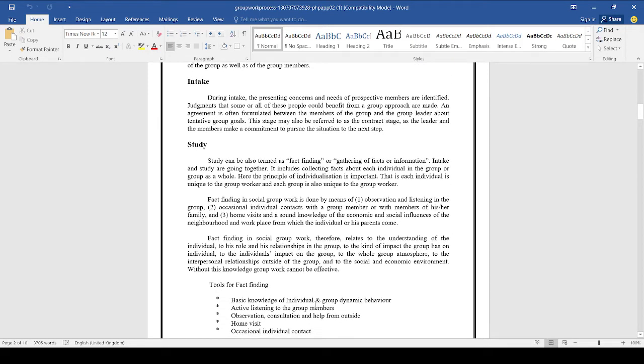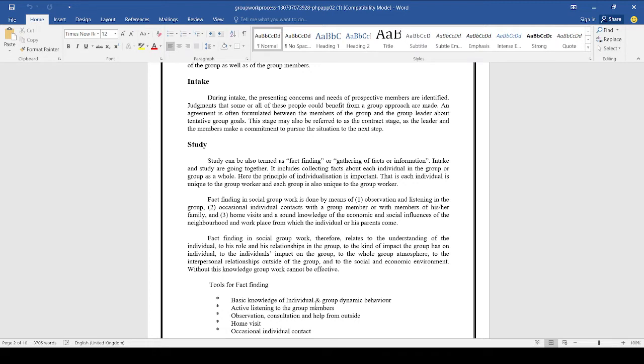Fact finding in social group work therefore relates to understanding. We can understand the individual, his role and relationship in the group, the kind of impact the group has on the individual, that individual's impact on the group, the whole group atmosphere, the interpersonal relationships between the members and outside of the group, and his or her social and economic environment. We should know all these things. Without this knowledge, group work cannot be effective.